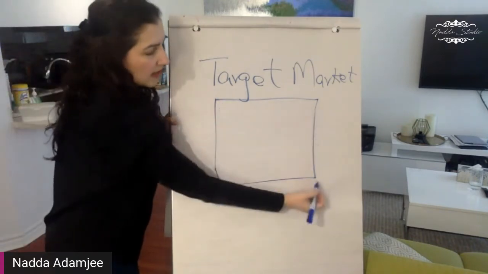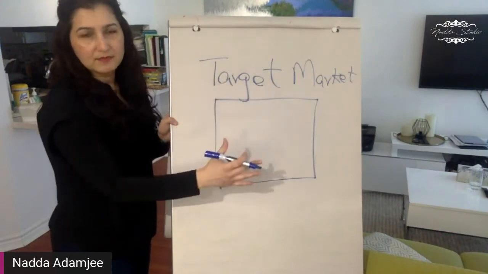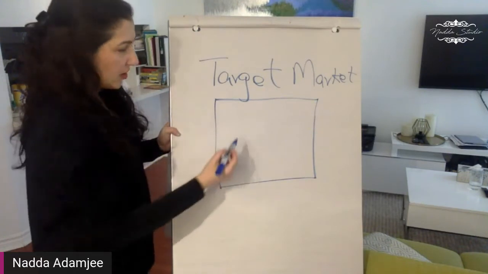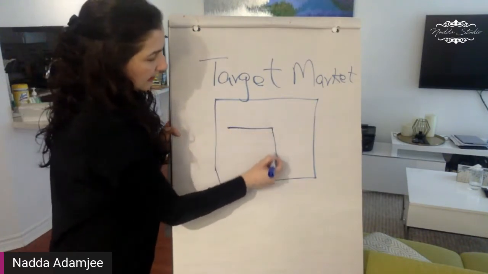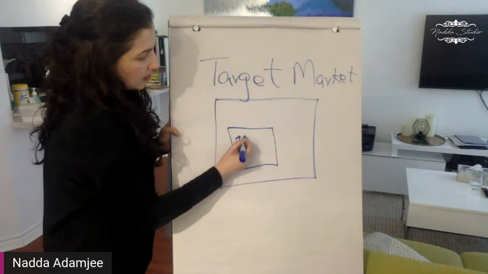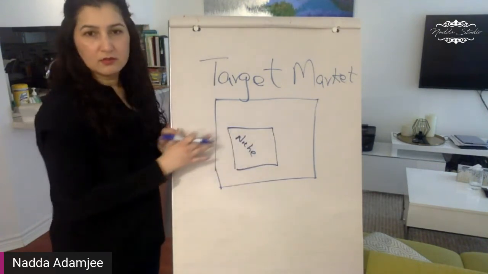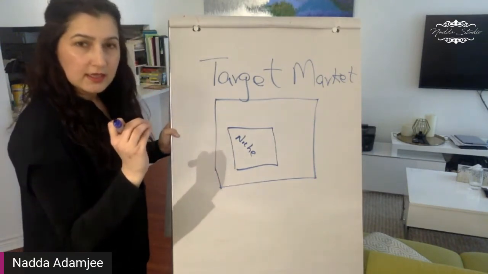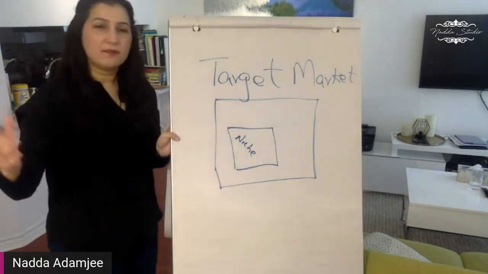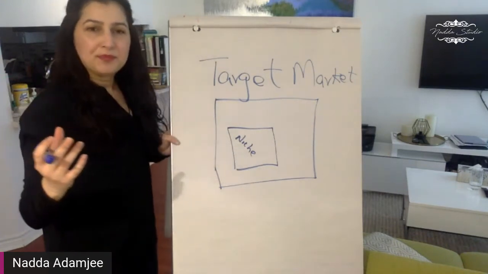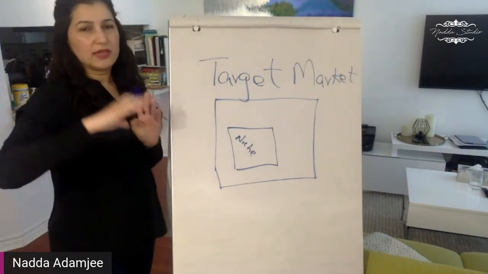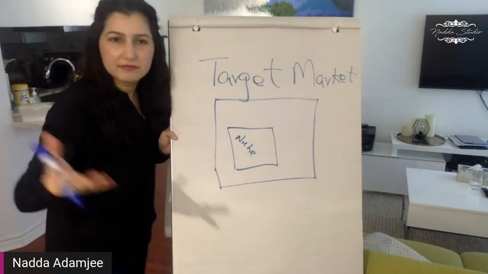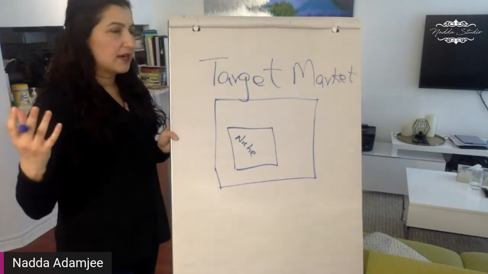So let's say this is your target market, which is a big chunk within the whole population. But then you have your niche. Let's say this is your niche within the target market. Your niche is more specific. So target market, let's say, is women 30 to 50-year-olds, and they live in a certain area, married or not married or whatever.